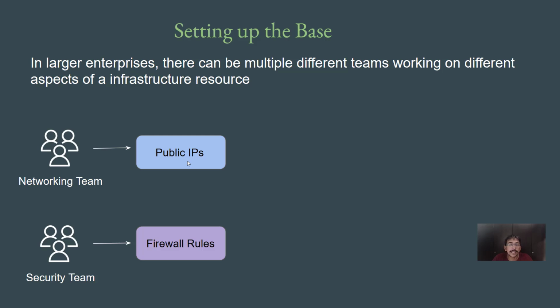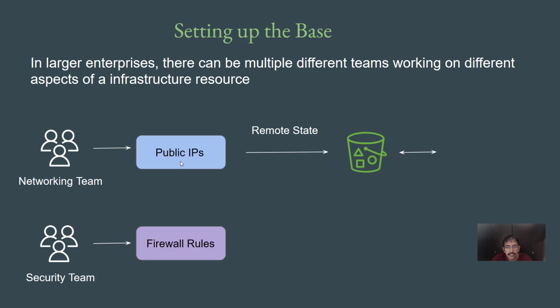Now, whenever you create an infrastructure resource through Terraform, we know that the state can be stored locally, in the terraform.tfstate file, or it can be a remote state where you can store the state file in various options like Consul, S3 and so on. Here, whenever the networking team creates the public IP addresses through Terraform, they store the terraform.tfstate file remotely in an S3 bucket.